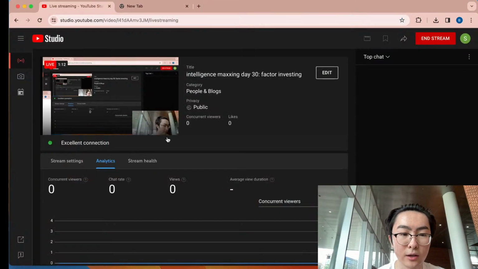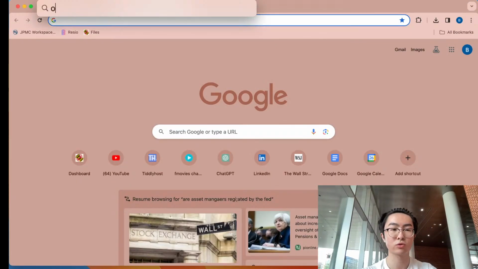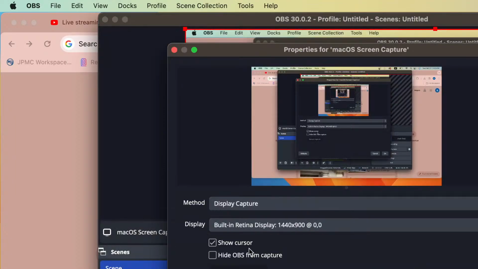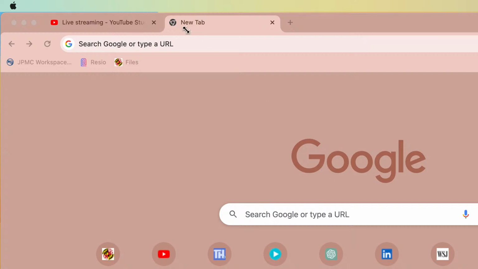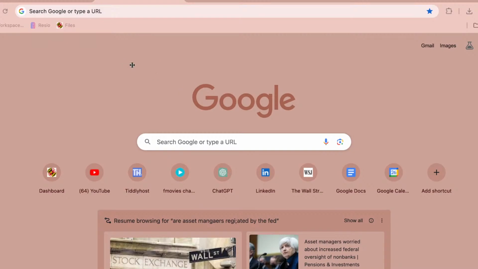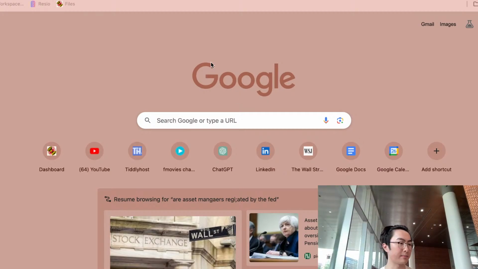Okay, so let's see. OBS, let's see how that's doing. Okay, my screen froze again, so I'm going to delete this, and then I'll create a new screen capture. Alright, hide OBS from capture, reformat. Okay, and then now just move this back to bottom. Alright, I think the setup's pretty good.